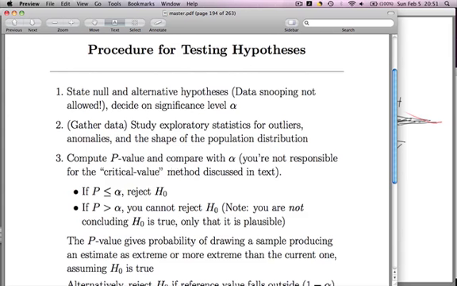If p is less than the type 1 error rate that you're willing to live with, which is usually 5% in practice, you reject H0. If p is greater than alpha, you can't reject H0. So this is really simple. If p is less than alpha, you reject, otherwise you can't reject. Students find it kind of hard, but don't make it more difficult than it is.